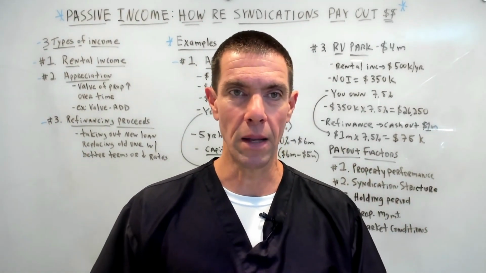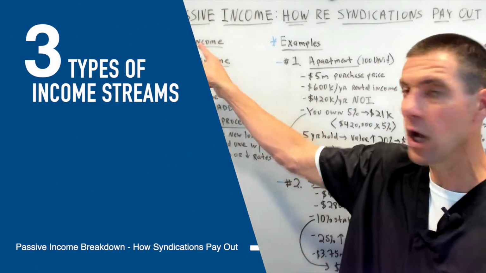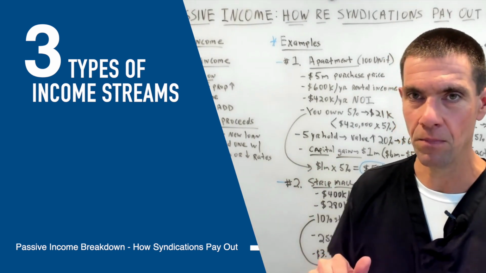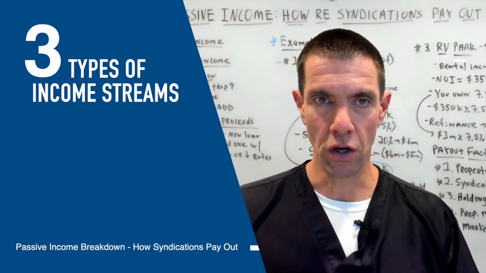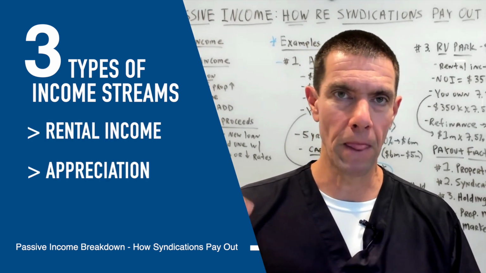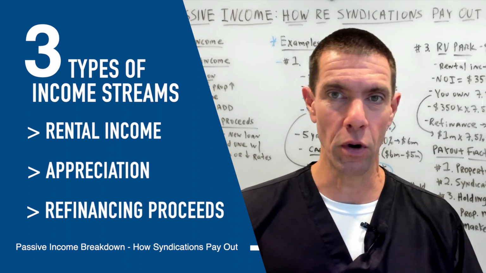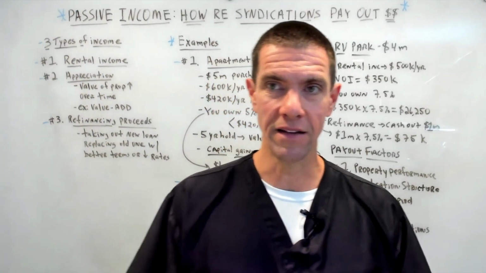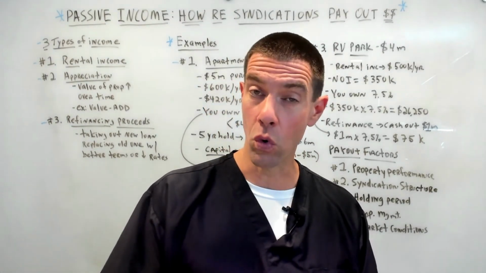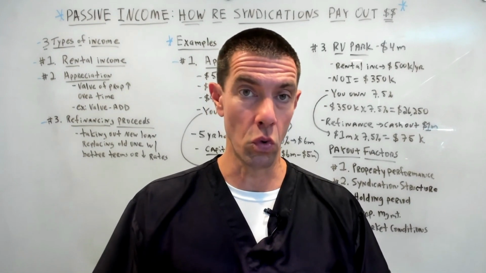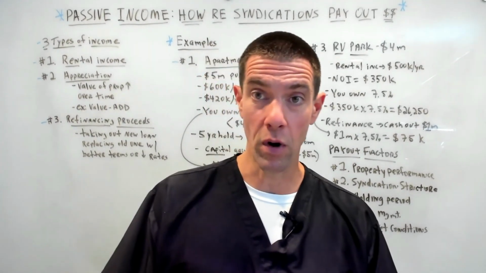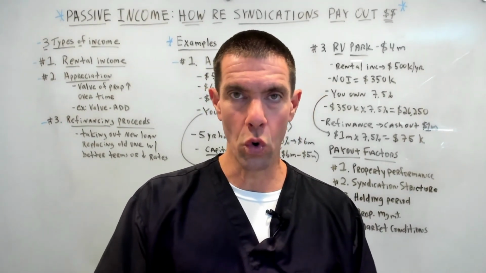Now, let's start off with talking about the 3 types of income streams that you will be able to get if you invest in syndications, okay? Real estate syndications can generate passive income through various streams, the most common of which are rental income, appreciation, and refinancing proceeds. As an investor in a syndication, you're typically going to receive distributions, which could be quarterly. Most of my investments are quarterly, but occasionally you can get some that are monthly, in the form of cash flow and profits from property sales or refinancing.